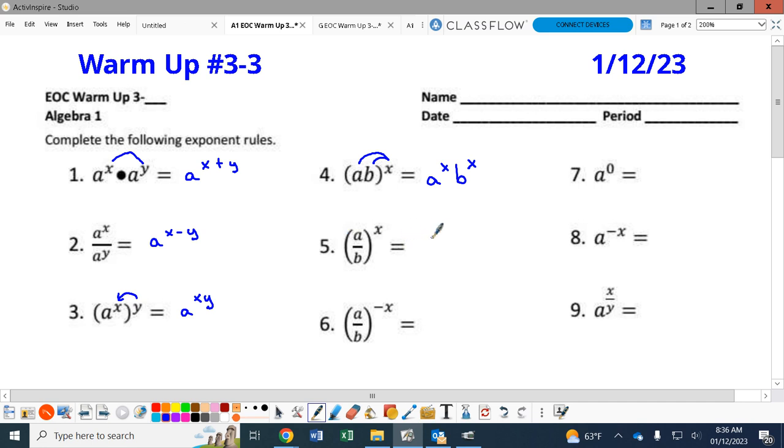So this is a to the x over b to the x. When you have a quotient, or guys, if you have a fraction, division, however you want to think of it, when you have a quotient, if you have a power on the outside, it's got to be distributed to all of them.